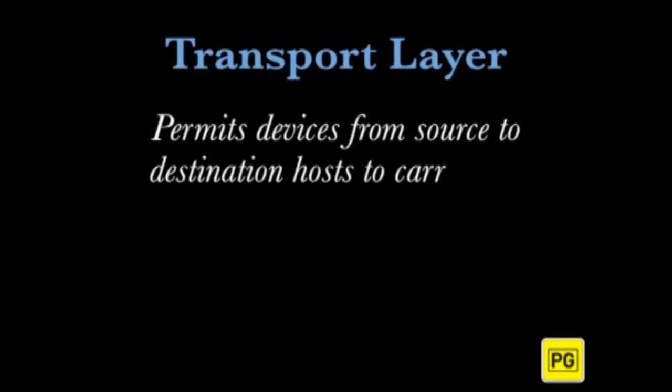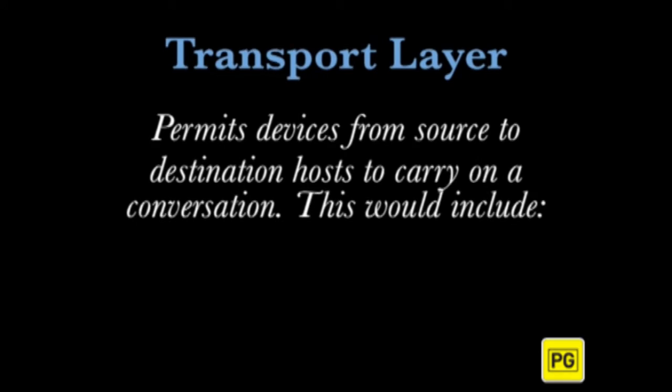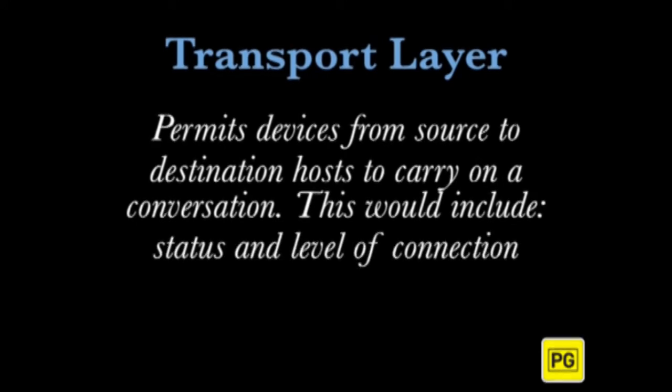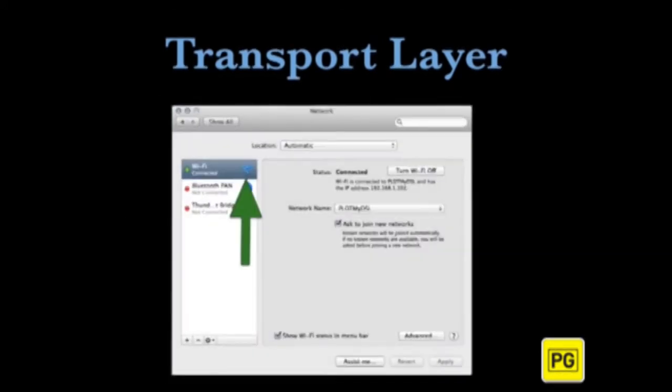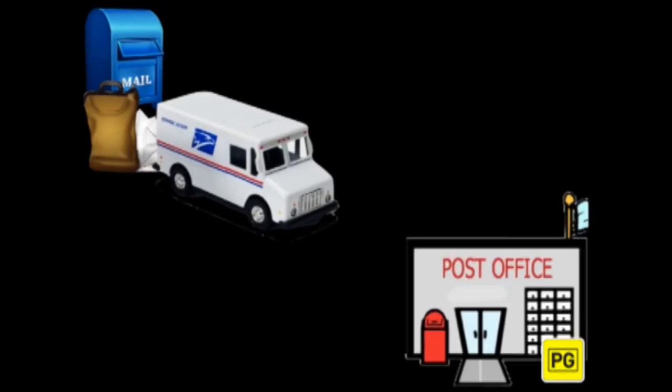Let's talk technical. Here are the internet protocol layers involved in setting up a home network. What you're seeing right now is the level and the status of the connection. It is compared to having a bag full of mail in the mailbox that needs to be delivered to the post office using a mail truck.